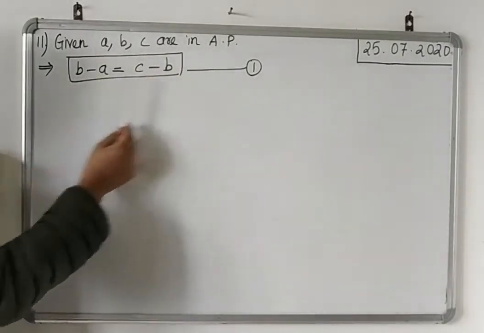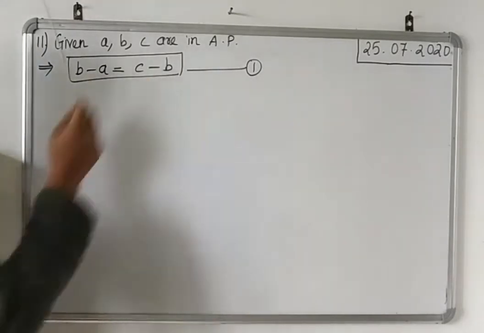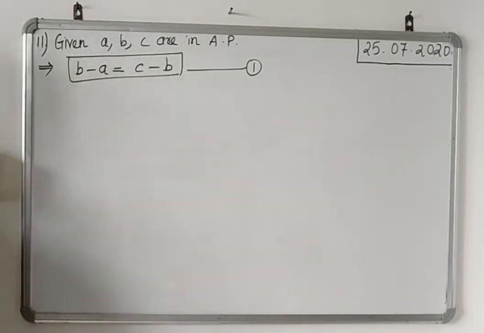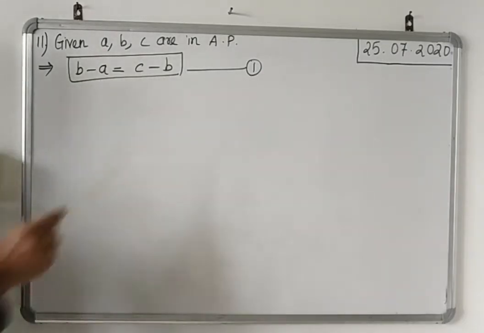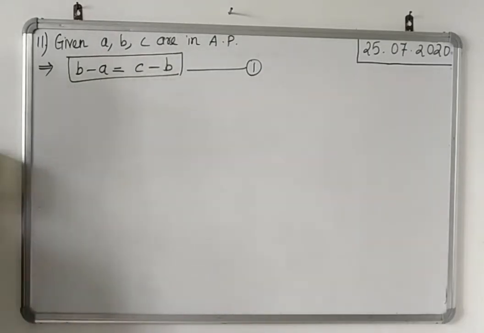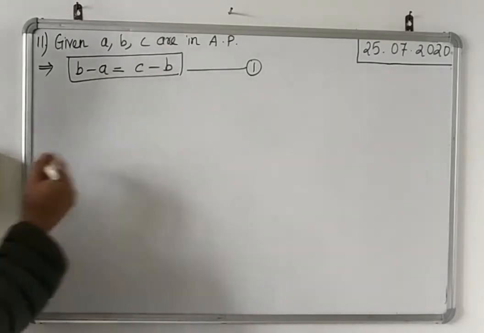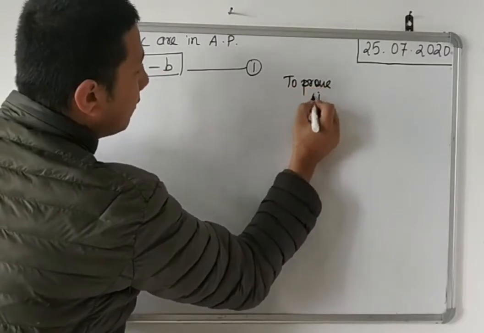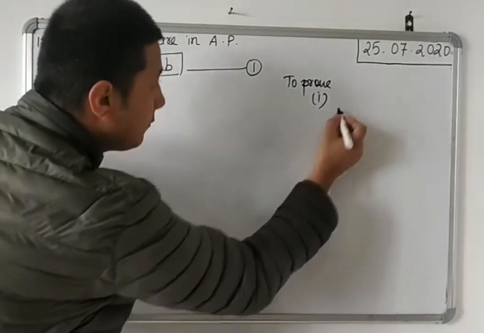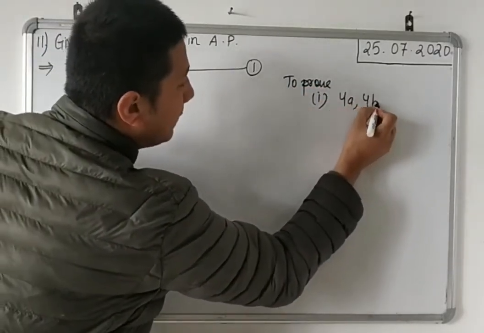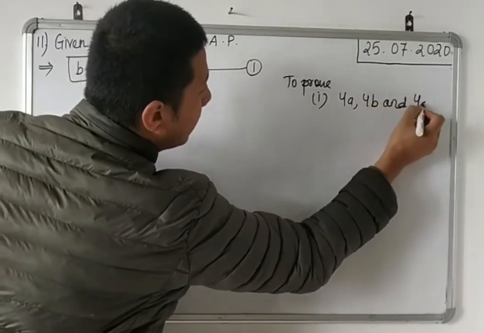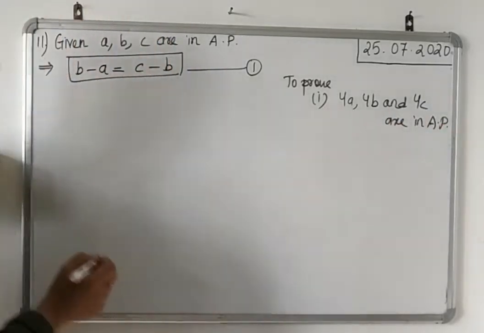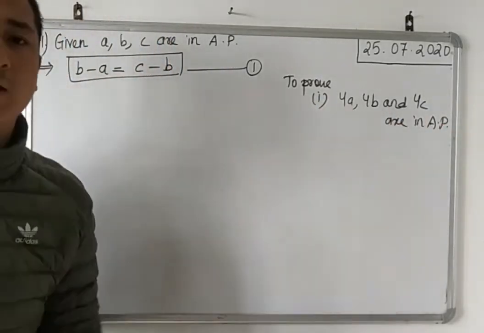Now A, B, C are in AP means, arithmetic progression means, the second term minus first term is equal to third term minus second term. Keep it as equation number 1. Okay, so this is the information that we are getting from the question. What we are to prove is, number 1, we have to prove that 4a, 4b and 4c are in AP. Very, very simple question.